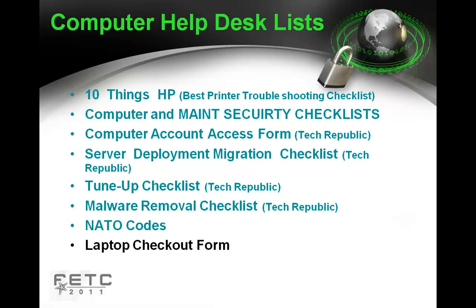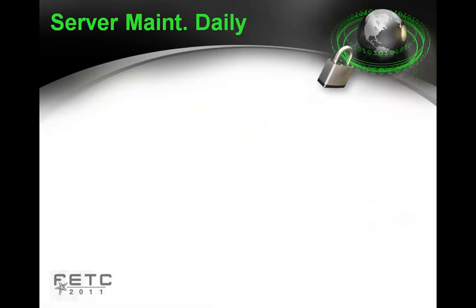A laptop checkout form. We have loaner laptops, so I'm just kind of giving you an idea. We track the loaner laptops. Whenever something comes in or goes out as far as equipment, it's just one of the forms we use. And then an imaging checklist, because we do image our laptops, and then after we image, we have a set of procedures. Again, it's just kind of an idea. If you're doing a one-to-one laptop program, it's a checklist, something you can use.